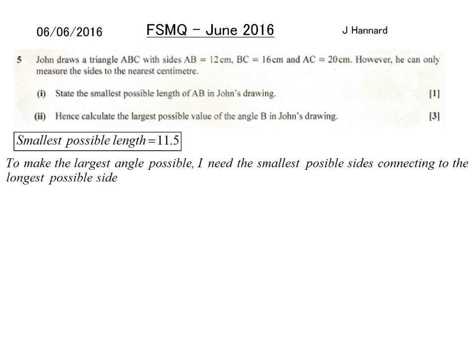Now, for the second part: calculate the largest possible value of the angle B in John's drawing. I think I may have done this wrong, actually. Now I'm coming to think of it, because I thought that was the largest possible angle. To make the largest angle possible, I would need the smallest possible sides connecting to the largest possible side. So there you go, I did that.